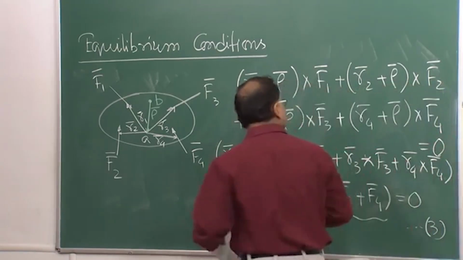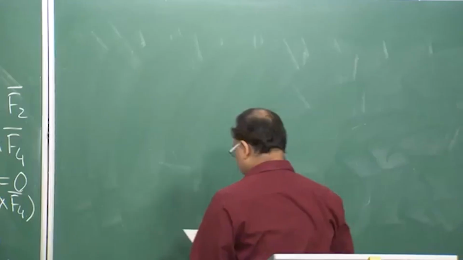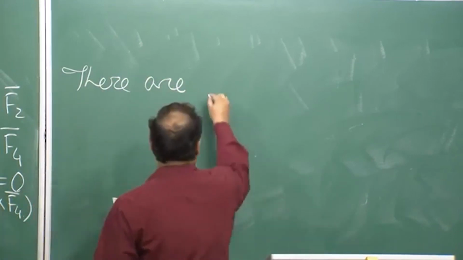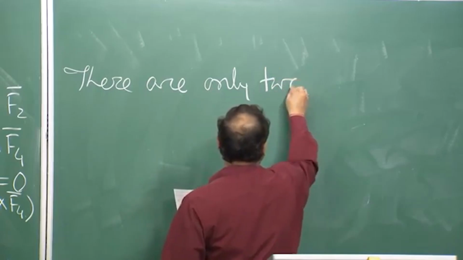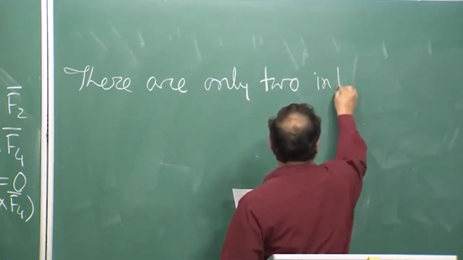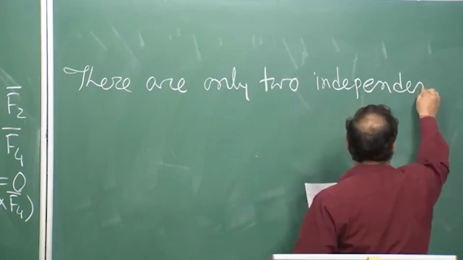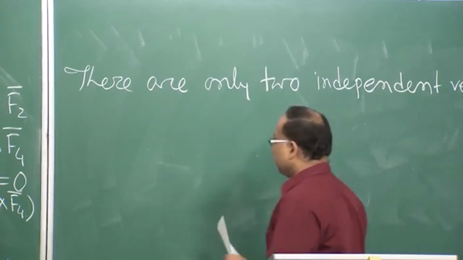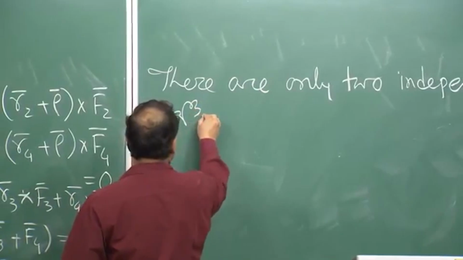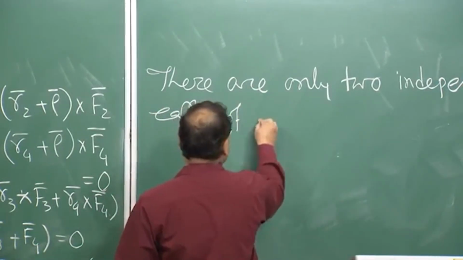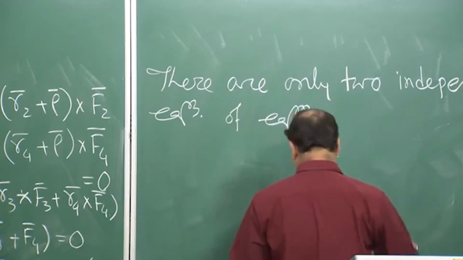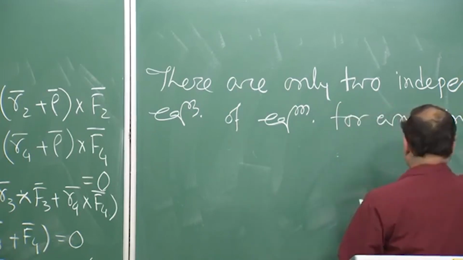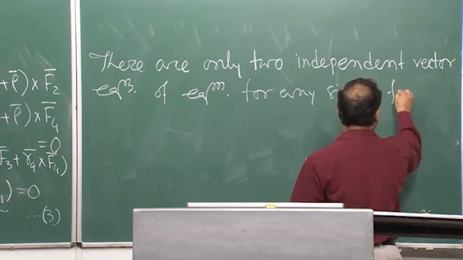So what I can write from this discussion is that there are only two independent vector equations of equilibrium for any single free body.